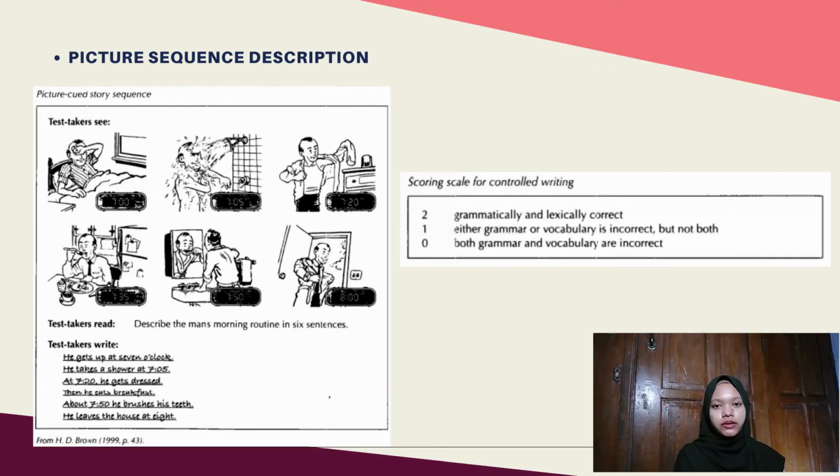Sixth, picture sequence description. A sequence of 3 to 6 pictures depicting a storyline can provide a suitable stimulus for written production. The picture must be simple and unambiguous. If your criteria in this task are both lexical and grammatical choices, then you need to design a writing scale to account for variation between completely right and completely wrong in both categories, like on the screen.